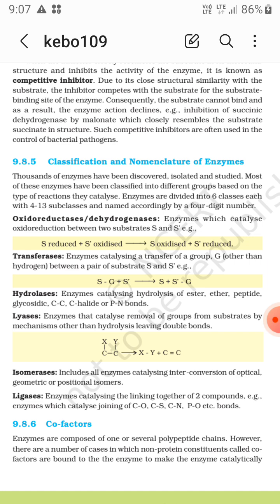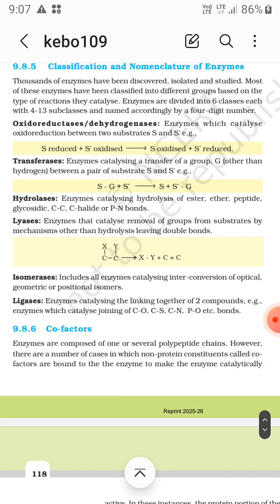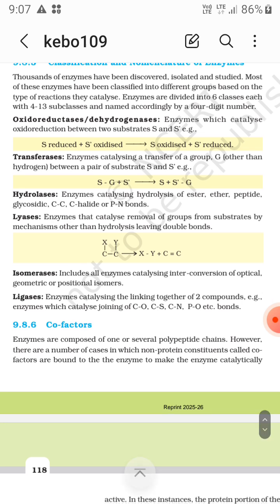So this is the lyases, and then the fifth class is the isomerases, which includes all enzymes catalyzing interconversion of optical, geometrical and positional isomers. Okay, it's kind of chemistry. Isomerases. Okay, now sixth is the ligases. Enzymes catalyzing the linking together of two compounds. Okay, linking together of two compounds. For example, enzymes which catalyze joining of C-O, C-S, C-N and P-O bonds. Four examples are given of ligases.